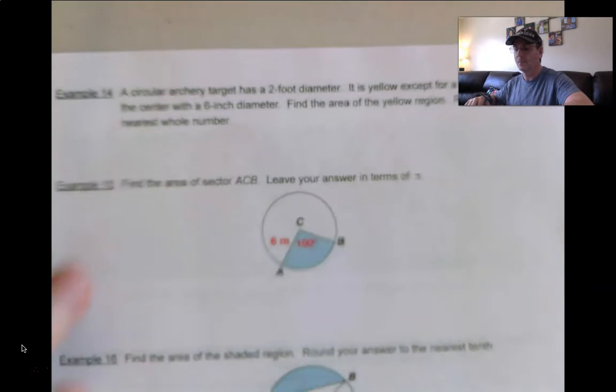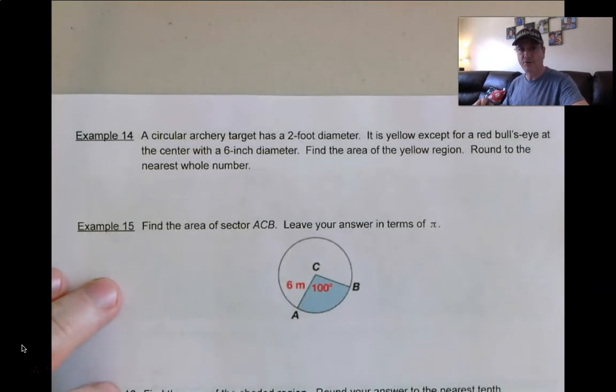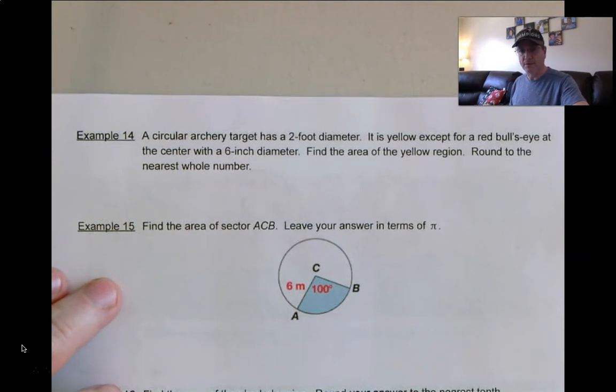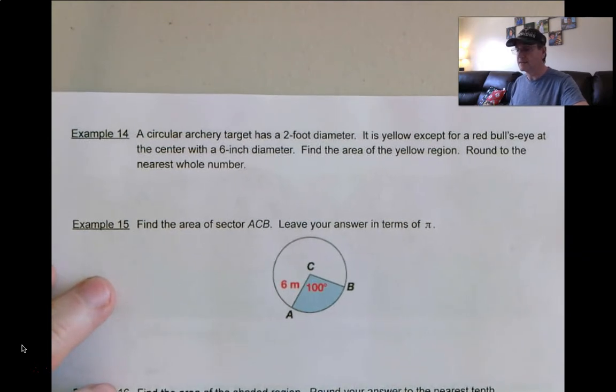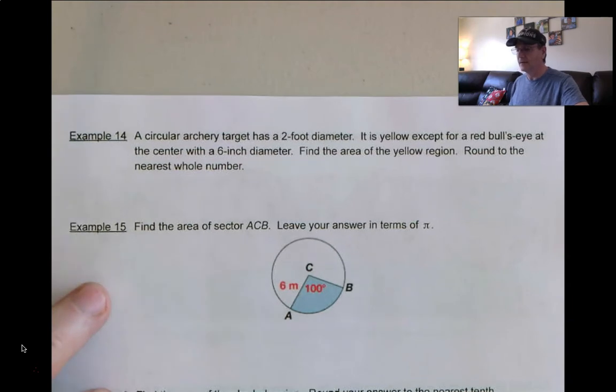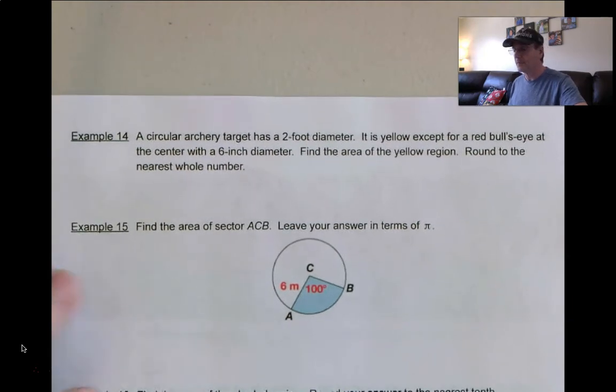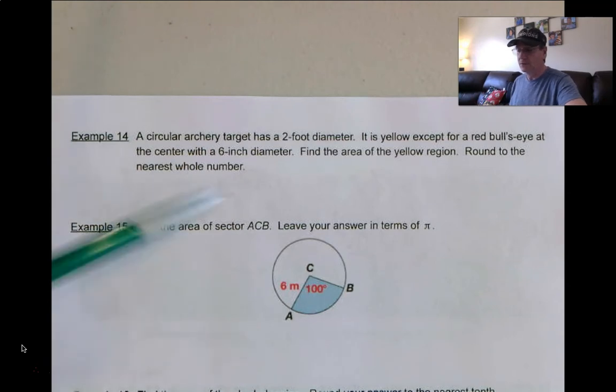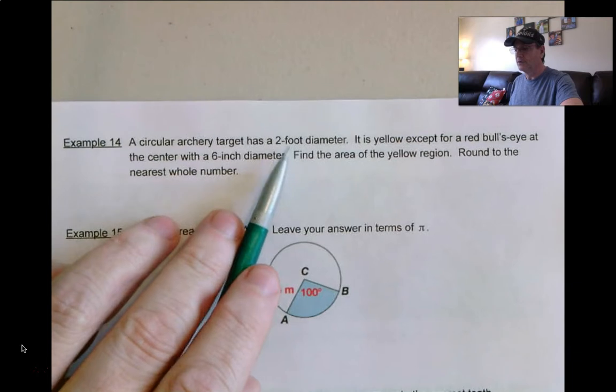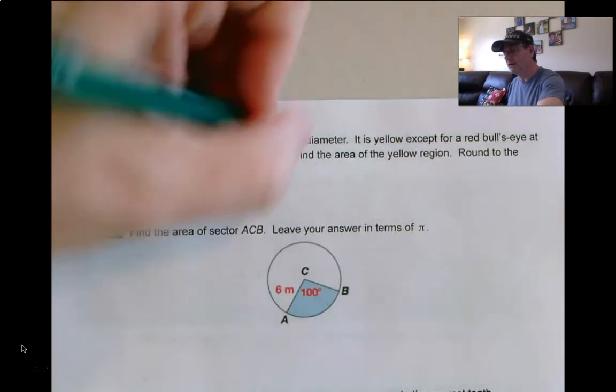Number 14. A circular archery target has a 2-foot diameter. It's yellow, except for the red bullseye at the center, which is a 6-inch diameter. Find the area of the yellow region to the nearest whole number. We're going to do this whole thing in inches. I could do it all in feet, but I'm choosing to do it all in inches.